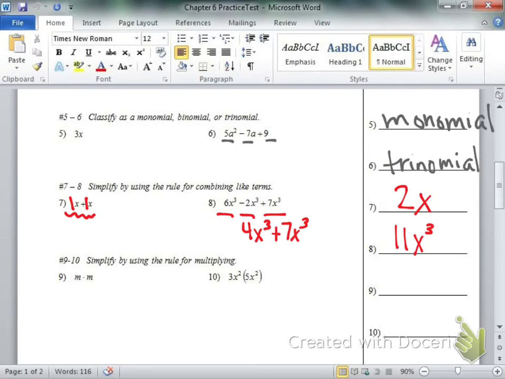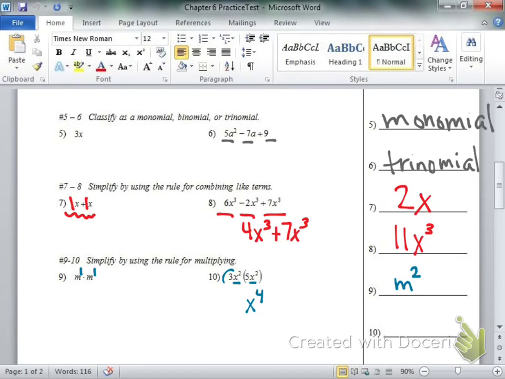Alright, the next rule we learned was how to multiply with exponents. Remember, when you're multiplying with exponents, the same bases, here we have m to the first times m to the first. So when you have the same base, like m and m, you just add the exponents. So this would be m to the second. You just add the 1 and the 1. Same thing on 10. We would add these exponents, so that would give us x to the fourth.